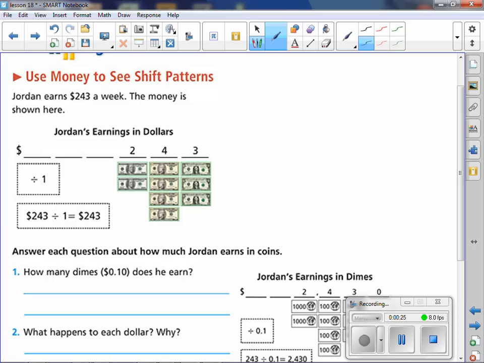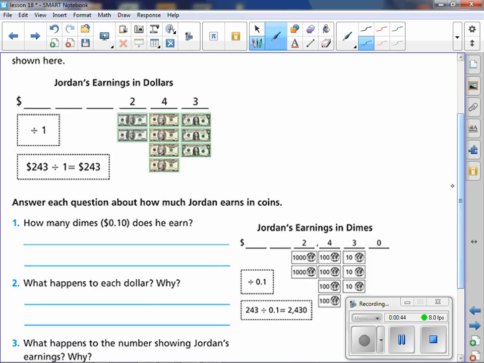So Jordan earns $243 a week. The money's shown. Okay, if we divide that by 1, we would get $243. So that's how many actual bills there are. But if you were to break that up into dimes, it's asking how many dimes there would be. Well, because a dime is worth 10 cents or 1/10, it would all shift over and they would have 2,430 dimes. Oops, I don't want to have that dollar sign in there. Sorry, guys. Dimes. Okay? Because it's not dollars, it's dimes.